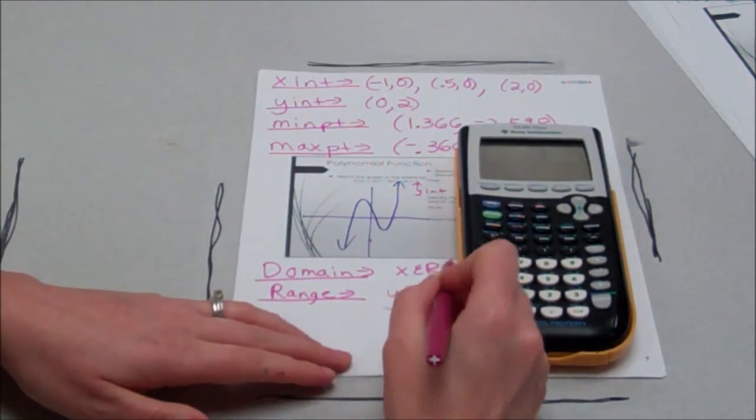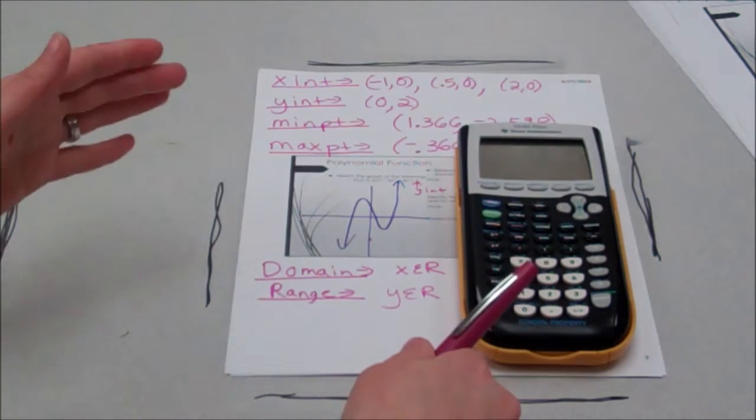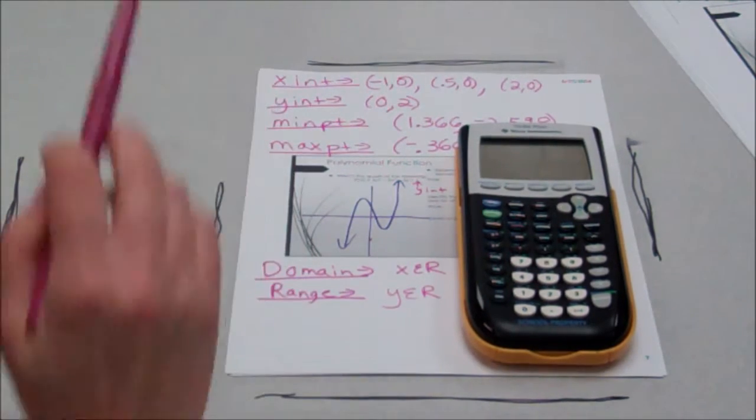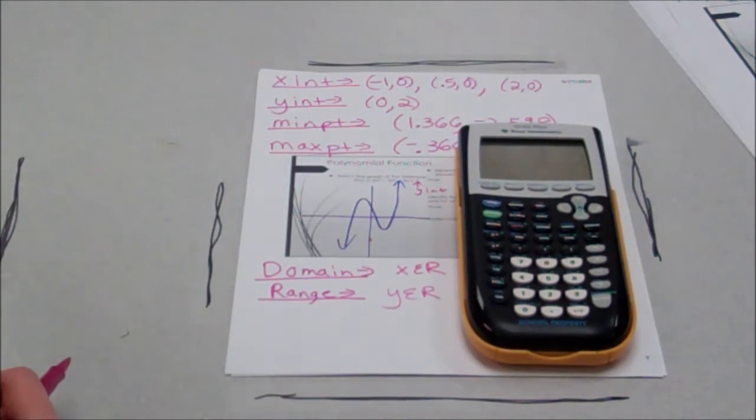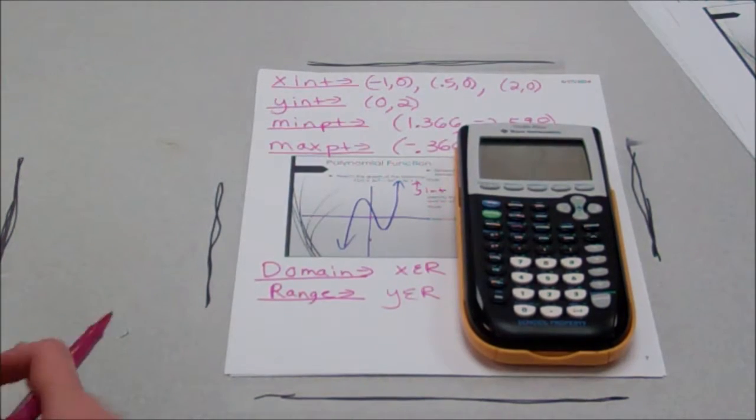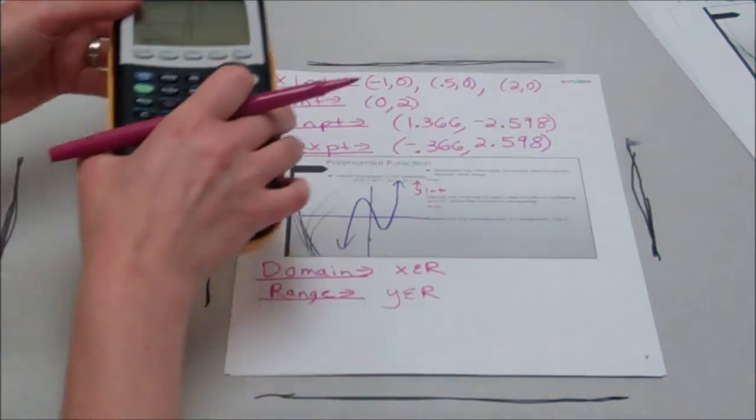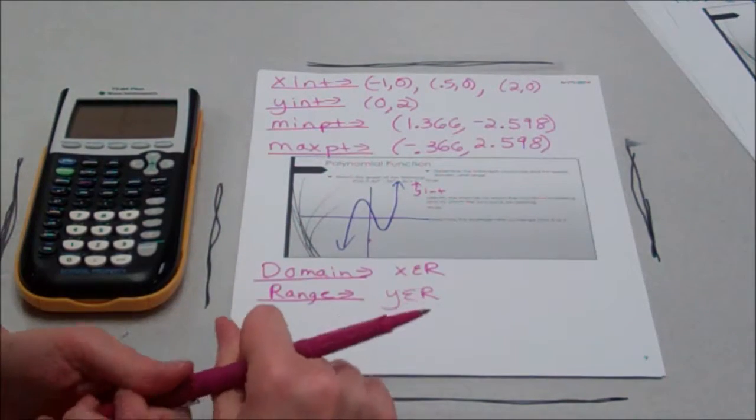So you ask yourself the questions. Do I go down off the screen? Yes. Do I go up off the screen? Yes. Am I all connected? Yes. And so your range is all reals as well. Okay. Then we get to the part that we didn't practice as much.